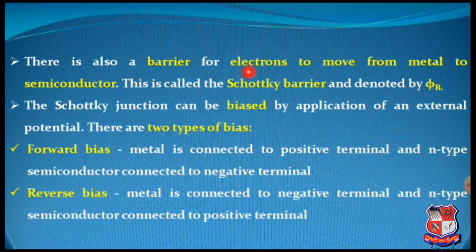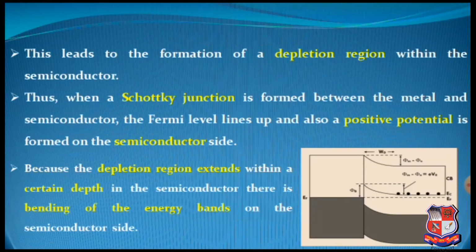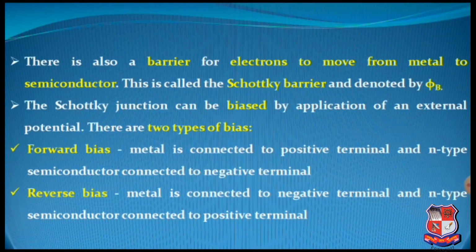There is also a barrier for electrons to move from metal to semiconductor, and this is called the Schottky barrier, which is denoted by phi b. Here you can see it has been denoted as phi b, which is the Schottky barrier. Once electrons come inside the metal, they have no probability to return back into the semiconductor's conduction band. So these are some important parameters of the Schottky junction.